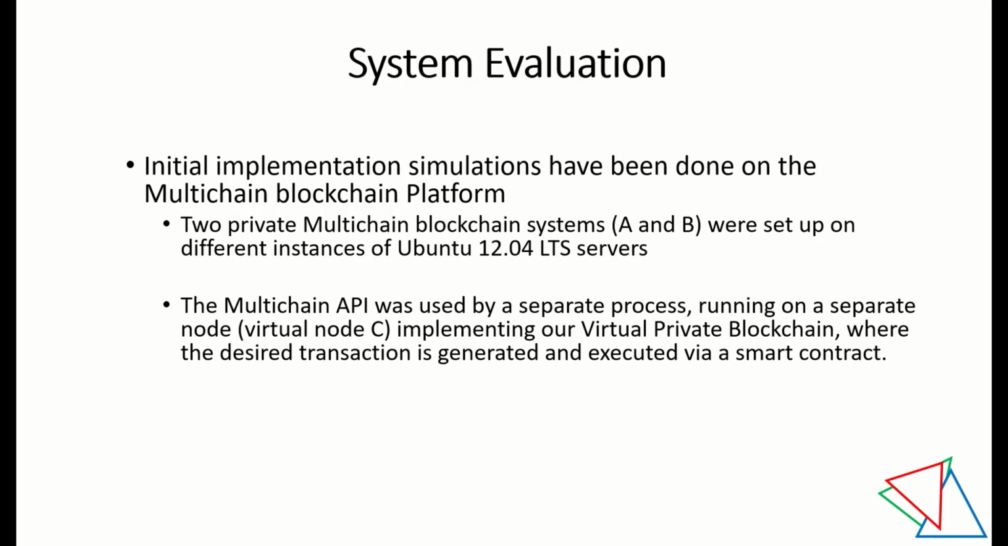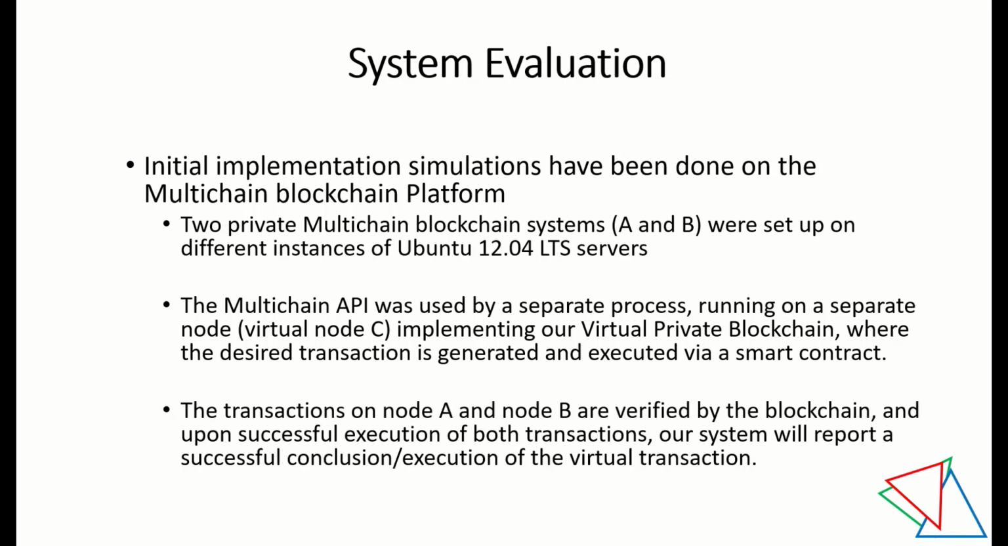Multi-chain provides an intercommunication application program interface, API, giving access to the blockchain background application. This API was used by several separate processes implementing our virtual private blockchain, where the desired transaction is generated and executed via a smart contract. We may refer to this as a virtual node C.